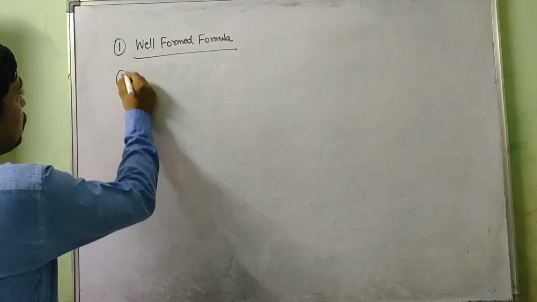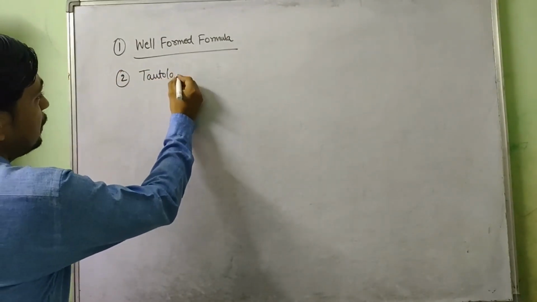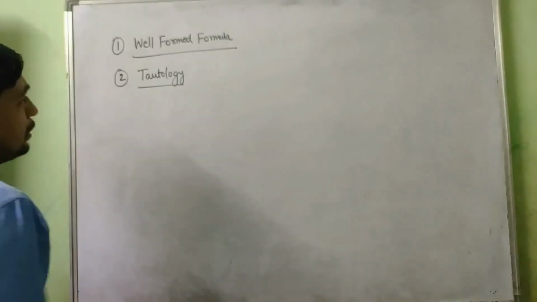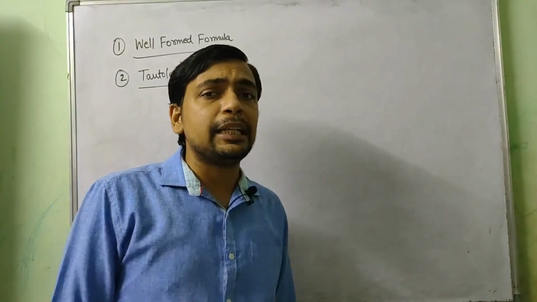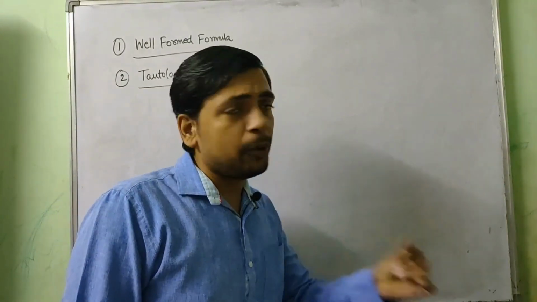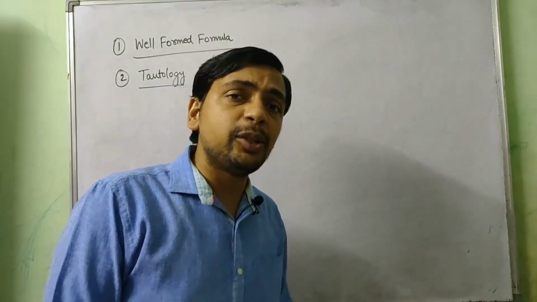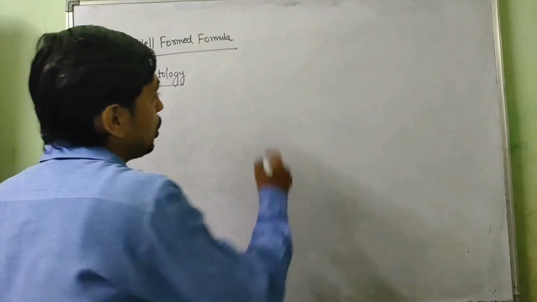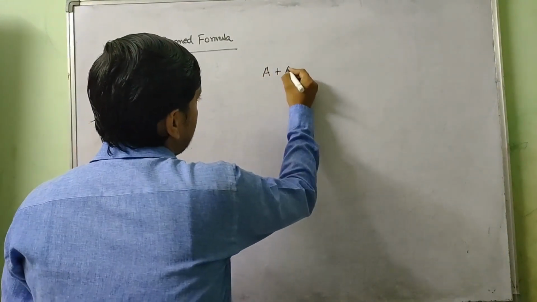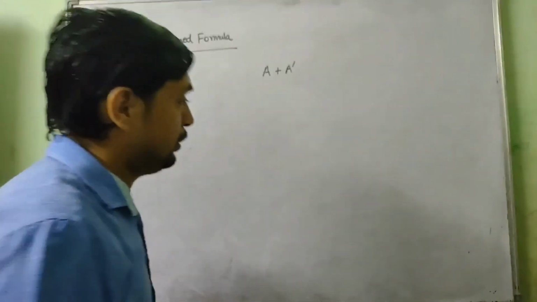The next term is tautology. A given proposition will be a tautology if it always results in 1. Whatever output it shows, if all of them result in 1, then the given proposition is a tautology. For example, A plus A complement. If you operate on this, it will always give you 1. You want to check it out?